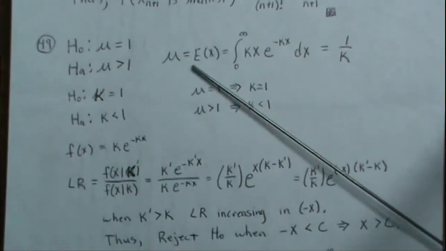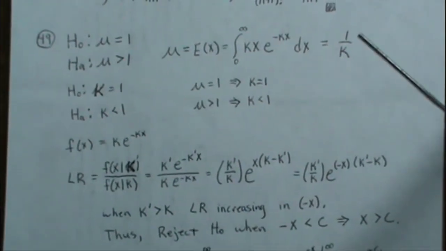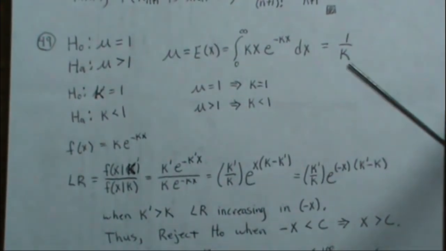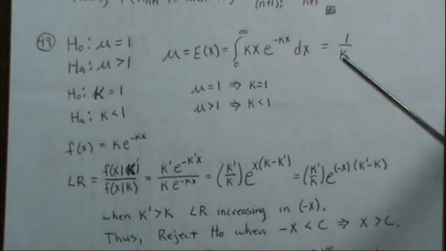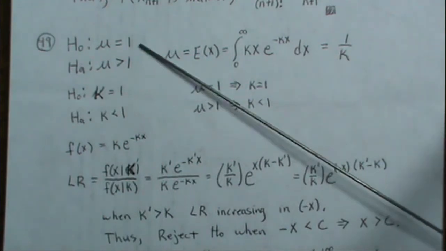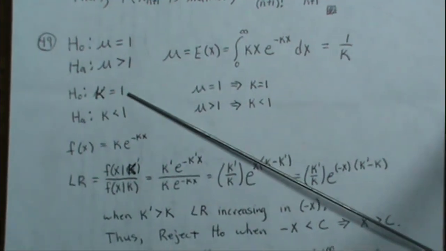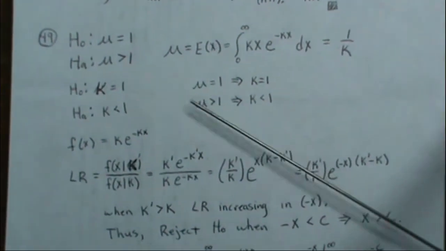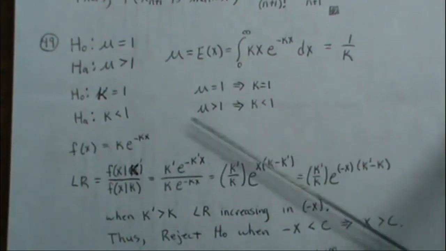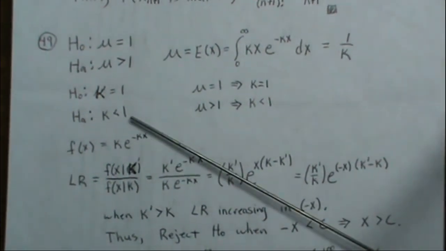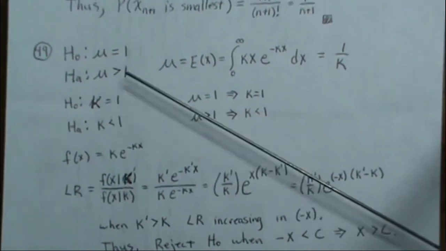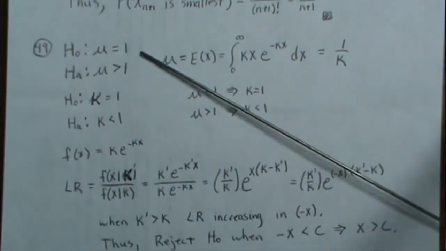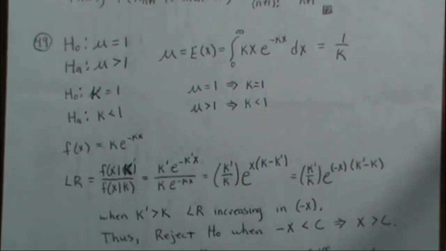Now notice that when we find the mean of the distribution, it's actually 1 over k. So when we say the mean is 1, that's equivalent to saying k is 1. And if mu is greater than 1, that's equivalent to saying k is less than 1. Okay, so really we're doing this null hypothesis behind the scenes, but we're interested in this.